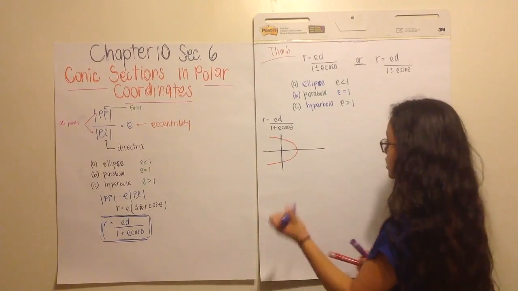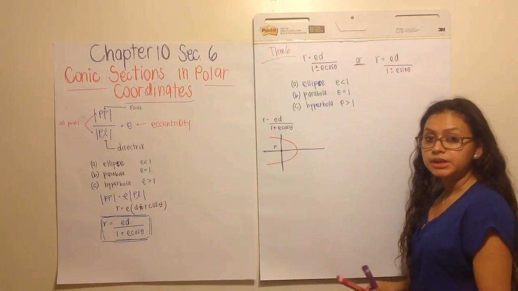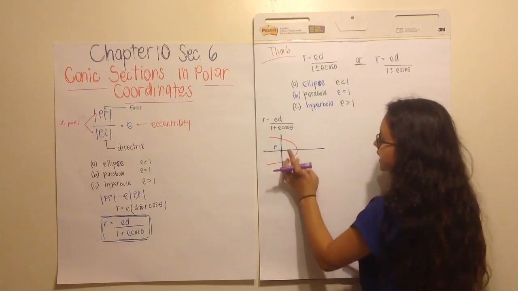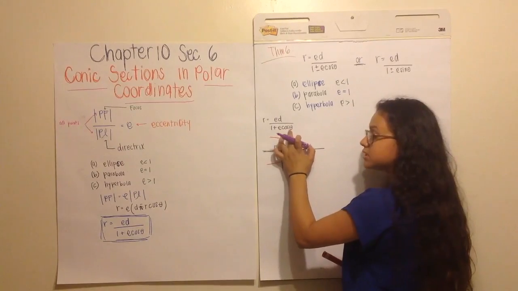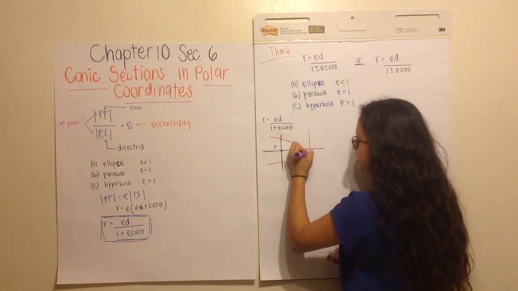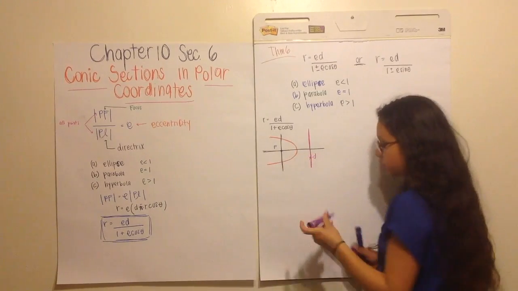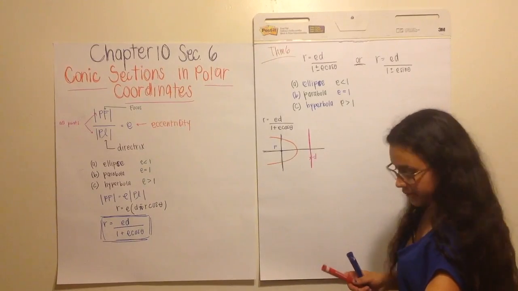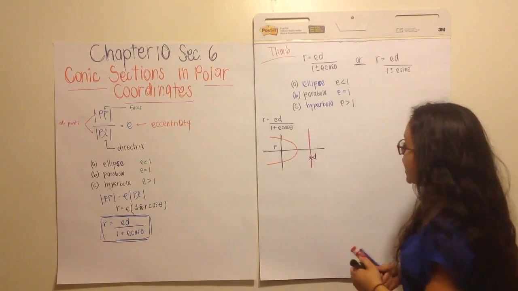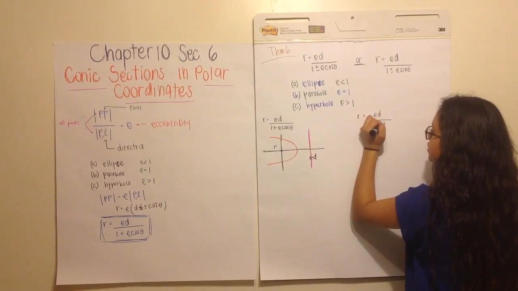And so this is our focus. One thing you also need to know is that our focus has to be at the origin, meaning 0, 0. And our directrix, since it's plus e times cosine theta, is on our x-axis, and since it's plus, it's going to be on our right side, not on our left side. So this is our d, which would be x equals d.